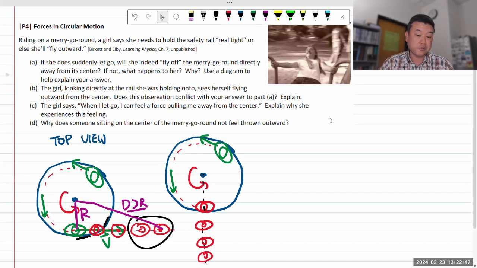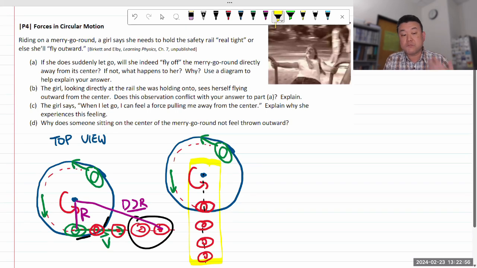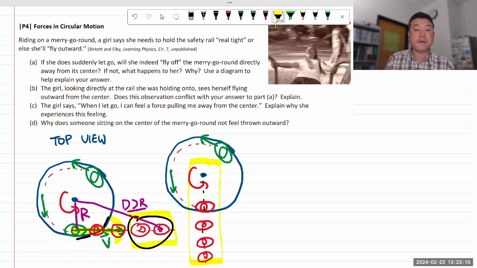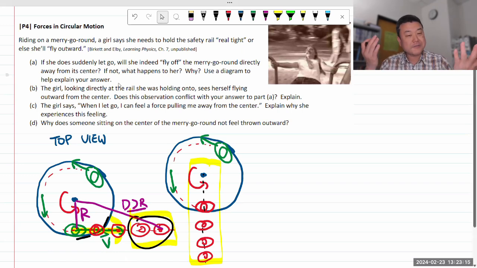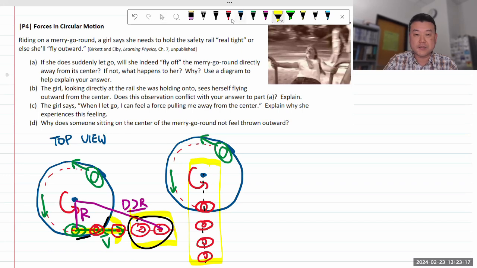But what she doesn't do is fly off the merry-go-round in this way. What's pushing her off the merry-go-round is the fact that she was already moving with some speed. So when there stops being a force, she continues to move in the direction that she was moving. So, she ends up that way. Use a diagram to explain your answer. Yeah, that's my explanation. This doesn't happen.